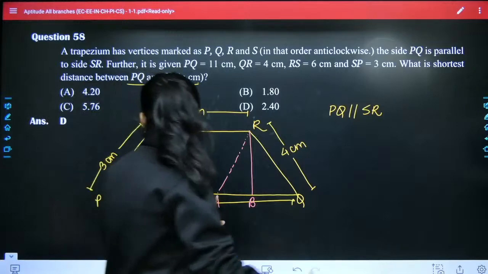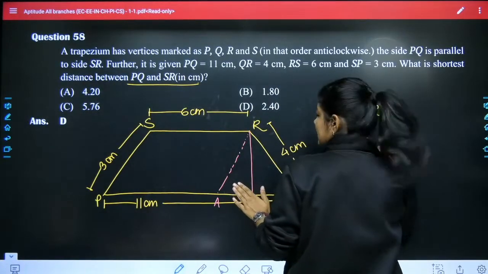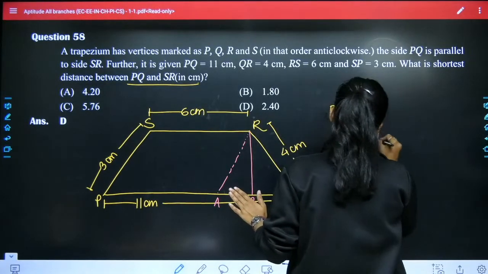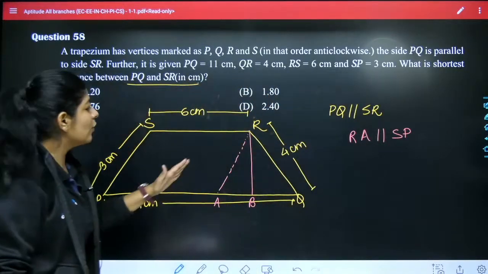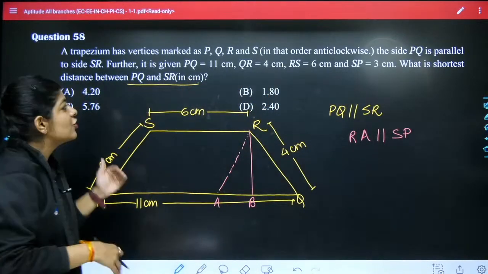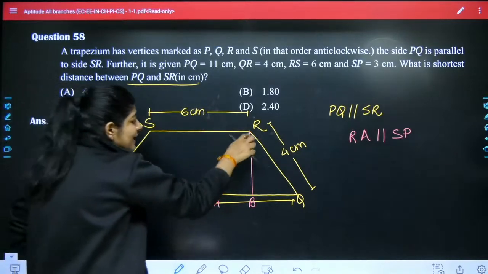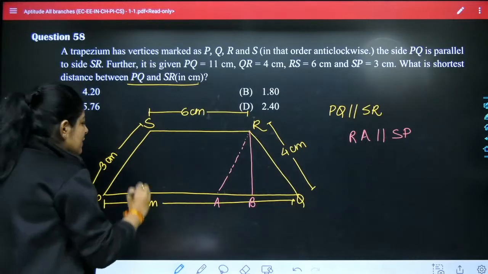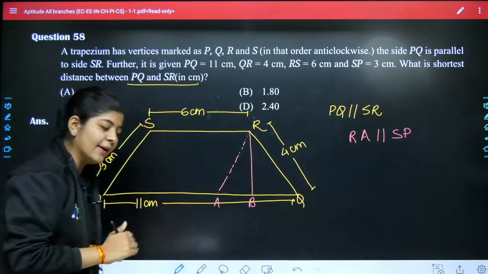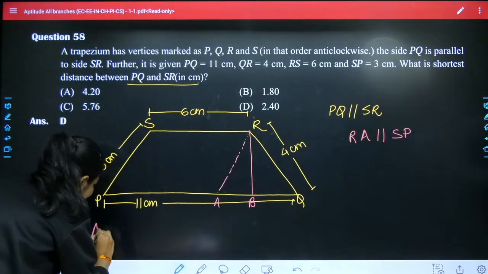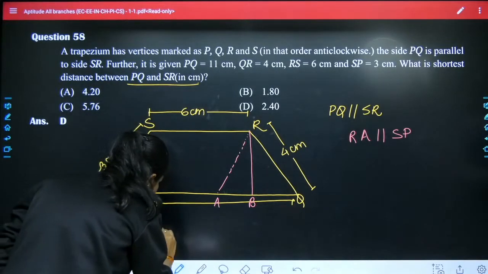What we have done here is draw a parallel line. We can write RA is parallel to SP. We draw a parallel line over here so that we can find the shortest distance between PQ and SR. If this line is parallel to this, that means PA is equal to SR. We can say that PA equals SR, that means 6 centimeter.